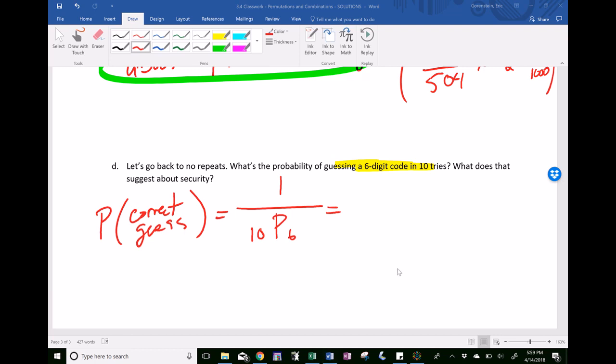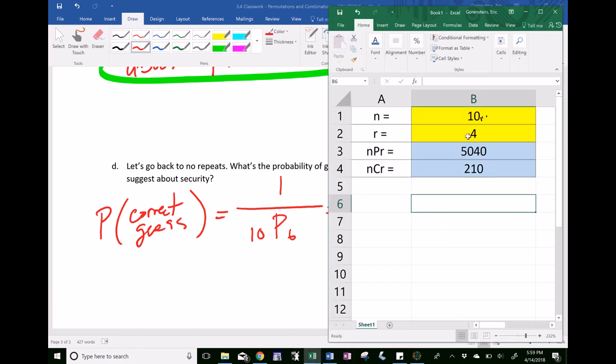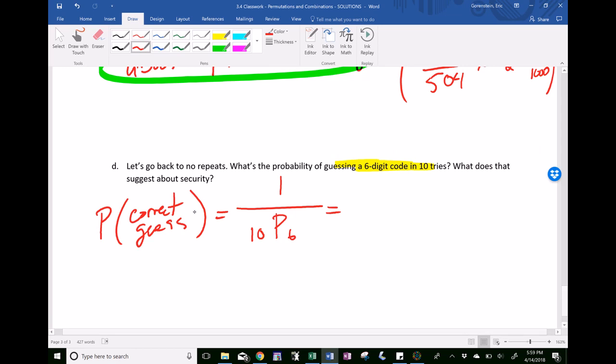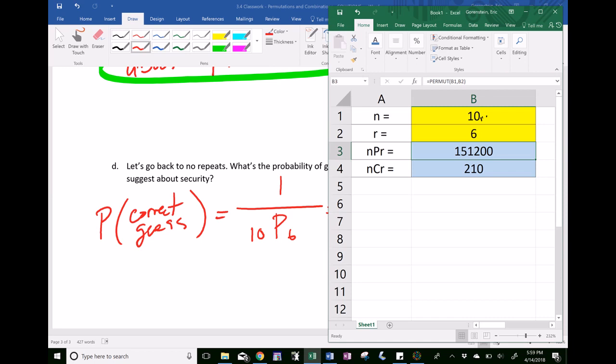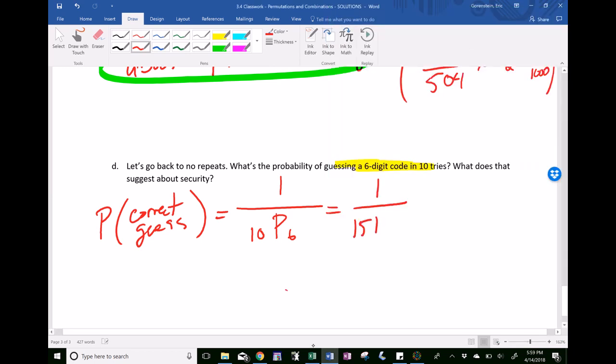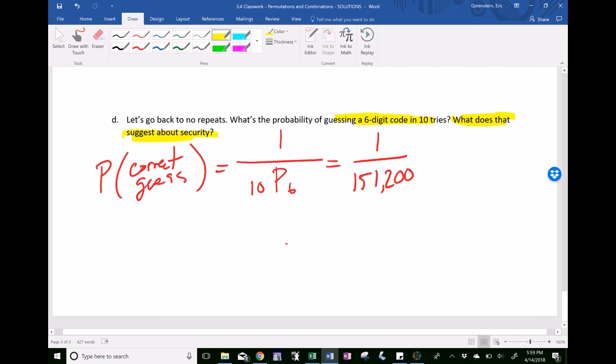What is 10 permutation 6? 151,200. So probability of guessing right here is 1 over 151,200. So what the question here is, what does that say about security? You are much, much, much more secure with a 6-digit code than you are with a 4-digit code. Okay, and that does it for this problem.